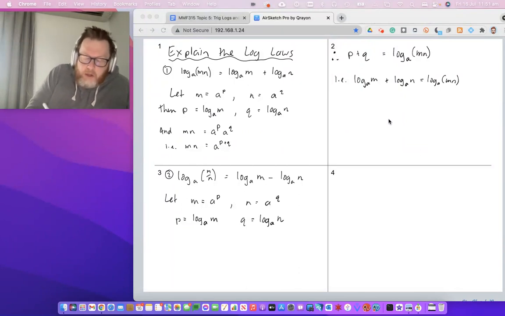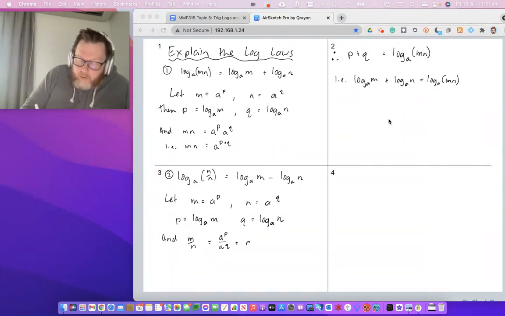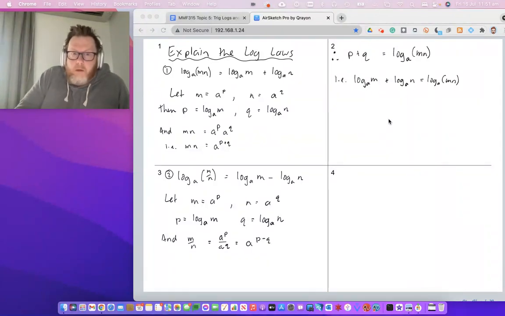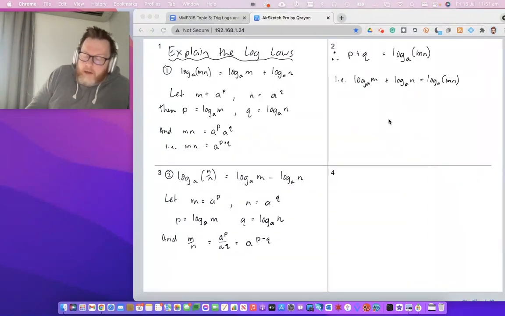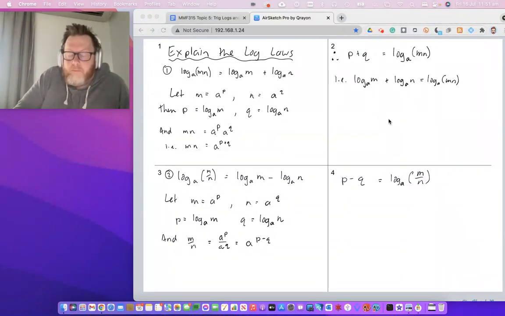Great. But this time we'll go m divided by n. m divided by n is equal to a to the power of p over a to the power of q. And that equals a to the power of p minus q, like so. Alrighty, so now we'll use the basic definition of a log in order to figure out what's happening next. So that means we'd have p minus q is equal to log base a of m over n, like so.